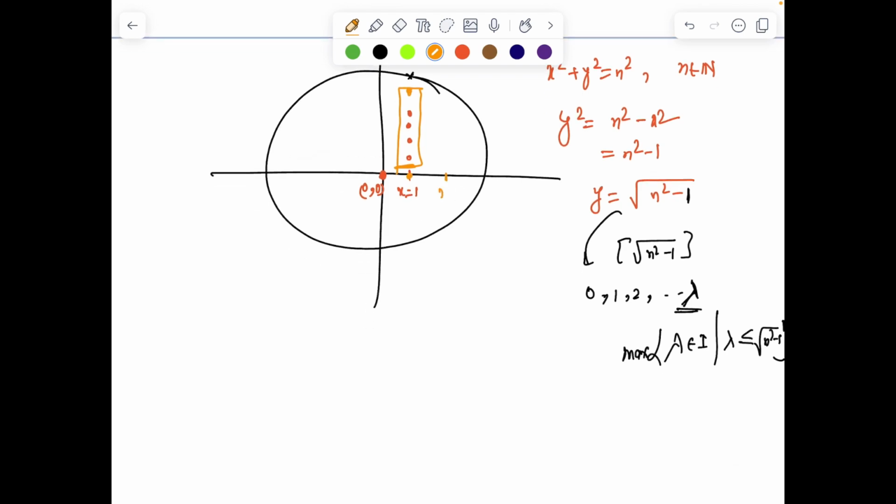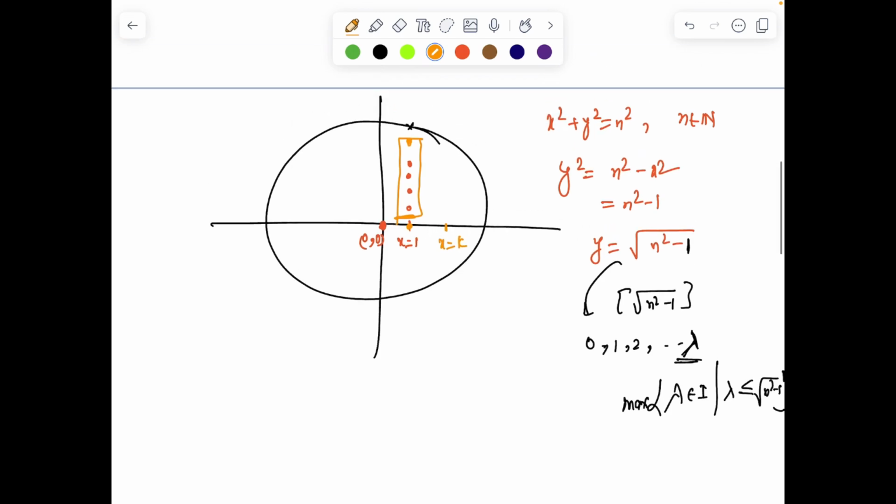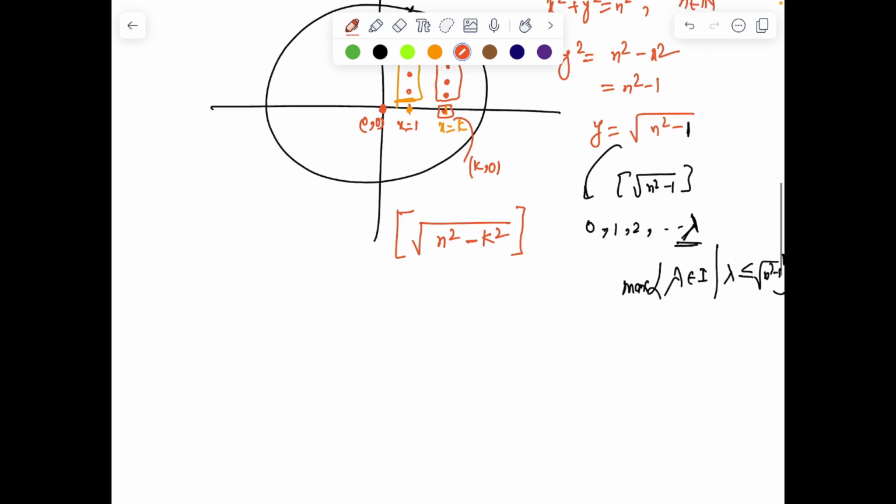So corresponding to any input x equal to k, I know how many points will be there strictly inside this, and we can separately include this (k, 0) as well. That will be nothing but the number of integers which are less than root of n square minus k square. So this floor function, or greatest integer of this, will tell me the number of counts. I hope this is quite clear for all of you.